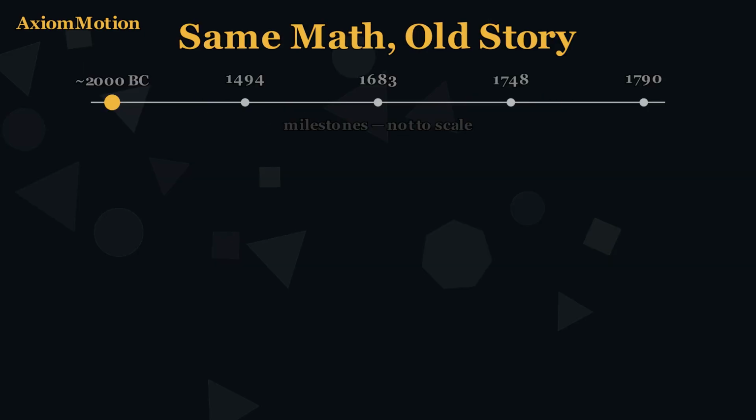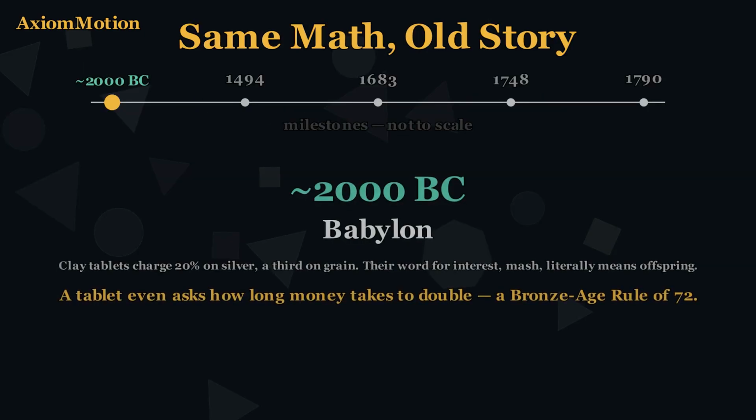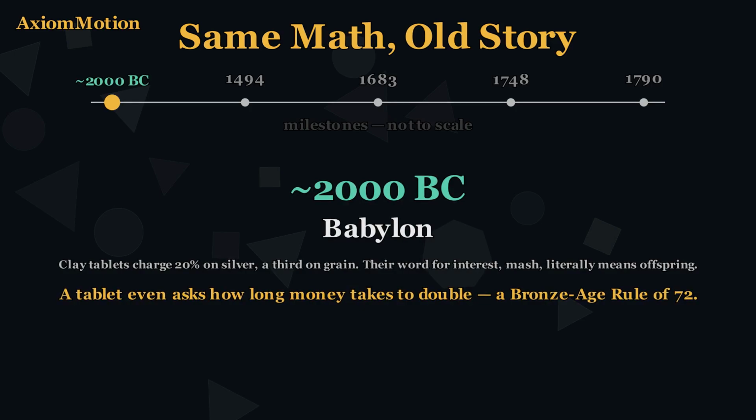Everything we have built, the doublings, the limit, the number e, might feel modern. It is anything but. Travel back 4,000 years to Babylon. Clay tablets already record loans charging 20% on silver and a full third on grain. Their very word for interest, mash, literally meant offspring, money giving birth to more money. One tablet even asks how long it takes a sum to double. A rule of 72, 4,000 years before we derived it.